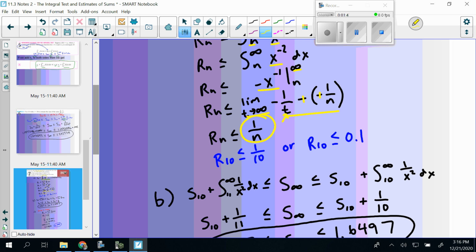So if we're using 10, because that's what the problem told us, our error should be less than 1/10, or 1/10 is the same as 0.1. So we know our answer is within 0.1 of the actual answer. So our estimate is within 0.1.